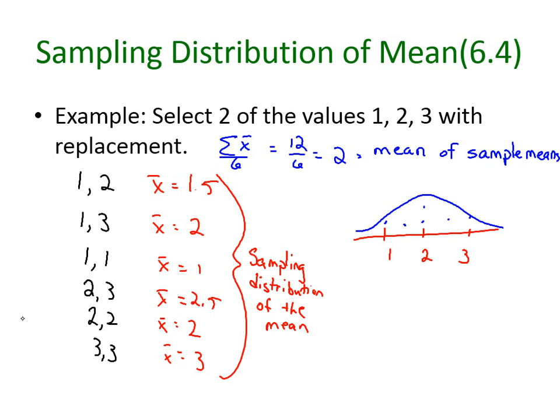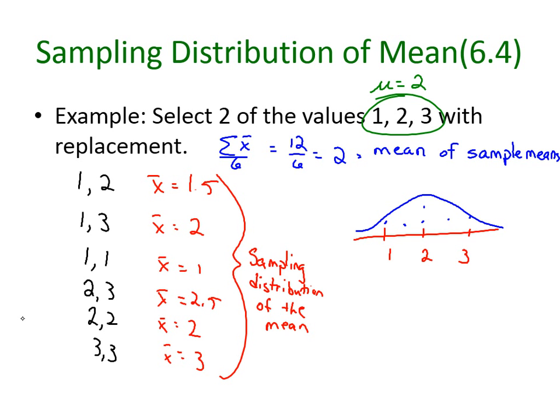I was finding every single sample that had 2 items in it, all of the different combinations, and found the mean of my sample means. Now, I knew that my answer had to be wrong because what is the population mean? What's the mean of 1, 2, and 3? 2. So the mean is going to be 2. The mean of my sample means was also 2.